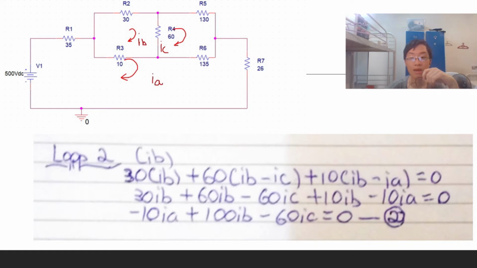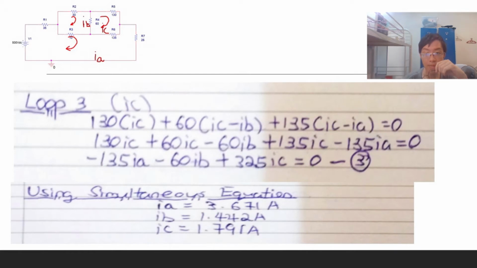So we can apply KVL and Ohm's law. We get the second equation: negative 10 IA plus 100 IB minus 60 IC is equal to 0. In the same way, in loop 3, our mesh current is IC and we apply KVL and Ohm's law on it, and we get the third equation: negative 125 IA minus 60 IB plus 325 IC is equal to 0.